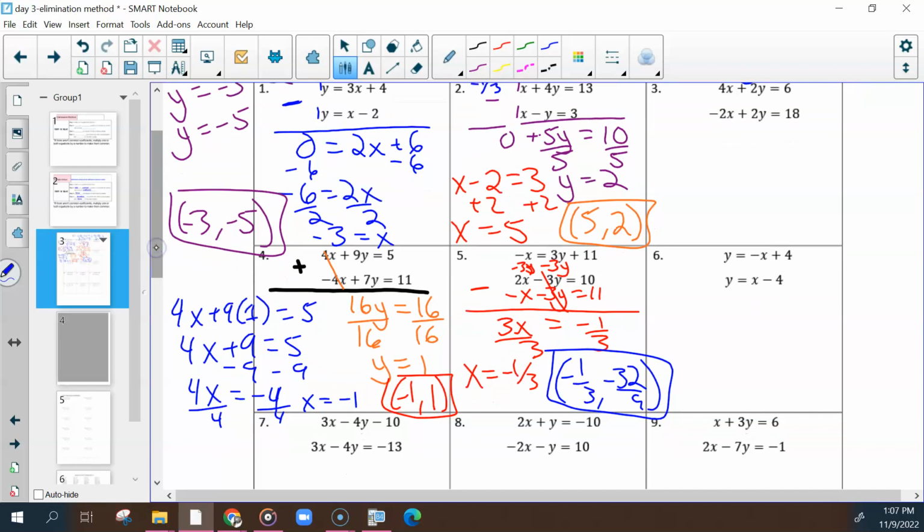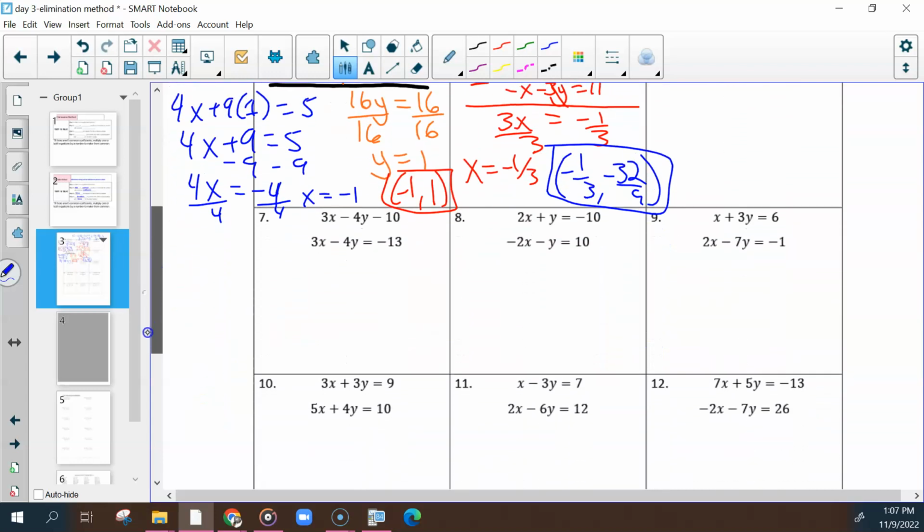Right. Questions on that one? That was probably a harder one just because of the fractions, but the process is the same. There are 2 more that I want to do, and then any others that you guys want to do, and then we'll be done. Number 9.